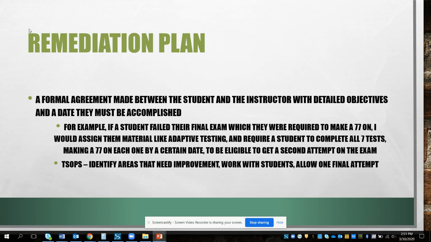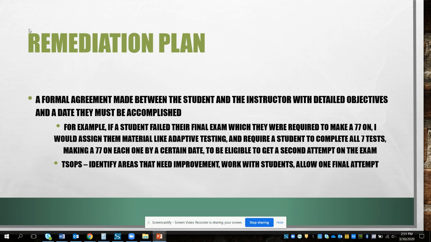And then you need to create some type of remediation plan. So this is a formal agreement made between the student and the instructor with detailed objectives and a date that they must be accomplished by. So in the example I've given you here, if a student failed their final exam and let's say they were required to make a 77 on that, I would assign them material like adaptive testing and require the student to complete all 7 tests, making a 77 on each one by a certain date to be eligible to get a second attempt on the exam. And this is pretty factual.